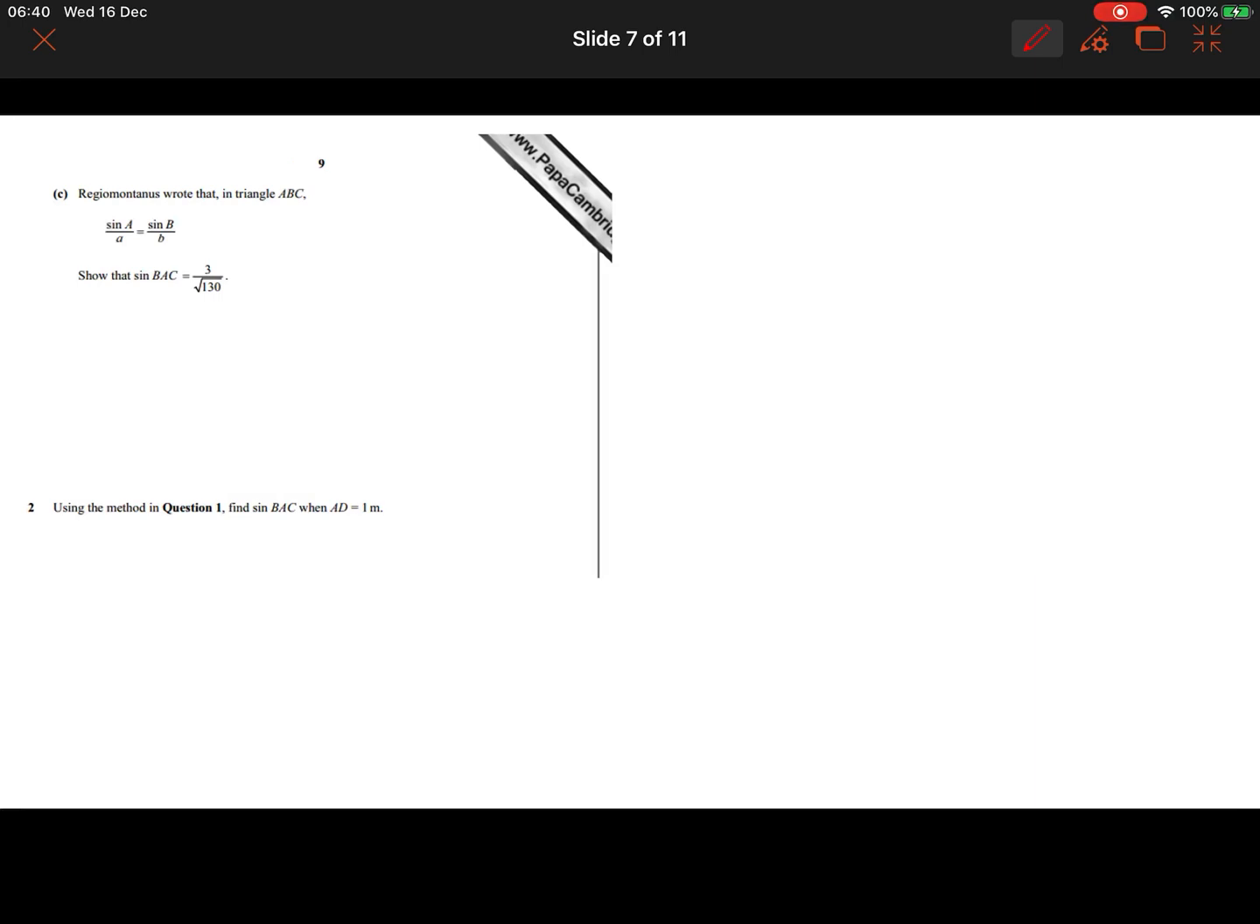Okay, so here is where it begins to get a little bit more difficult. Regiomontanus wrote, it doesn't really matter what his name is, in triangle ABC, the sine rule. Show that sine BAC is equal to 3 over root 130. Right, I'm just going to draw that triangle again, just so that I've got it here. It looks like this: 1, 1, this was 3, so this was root 10, this was root 13.